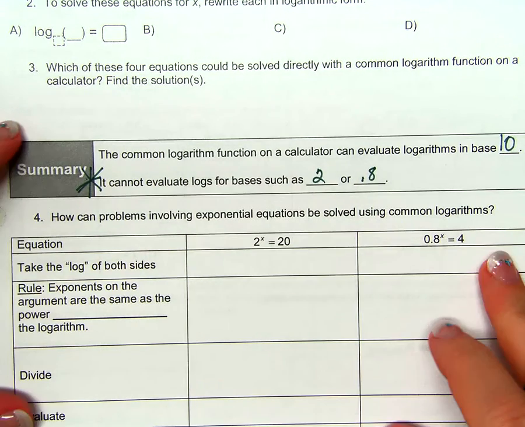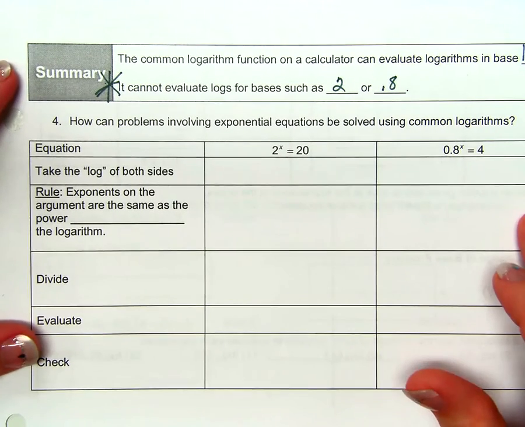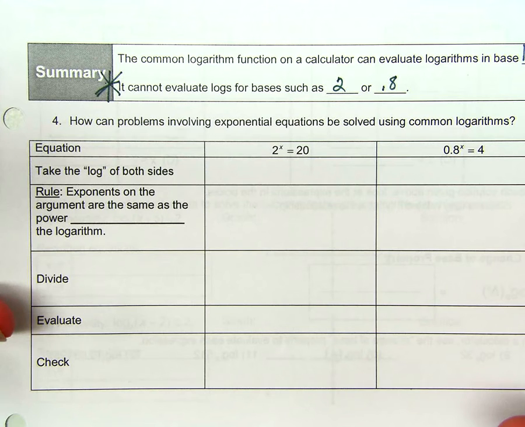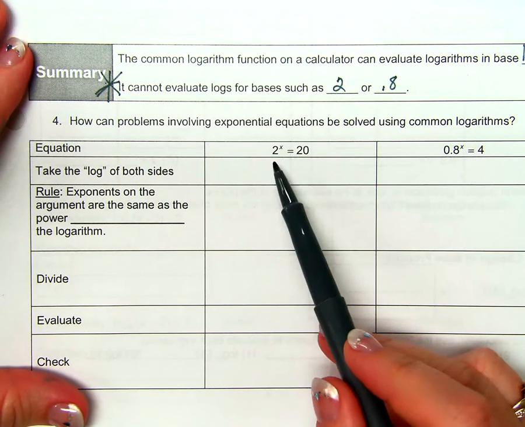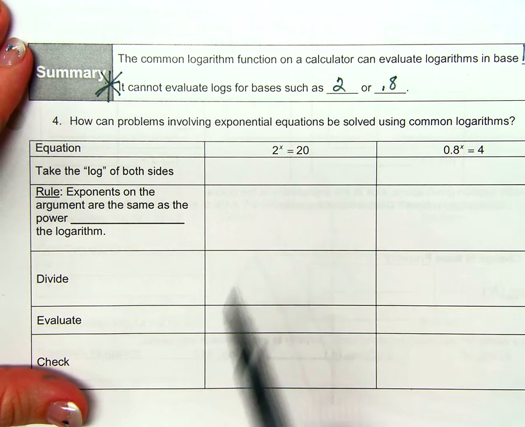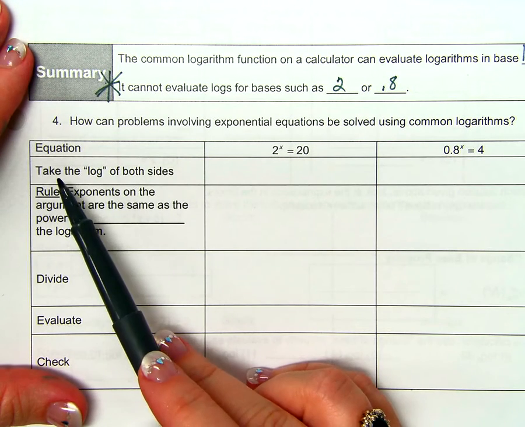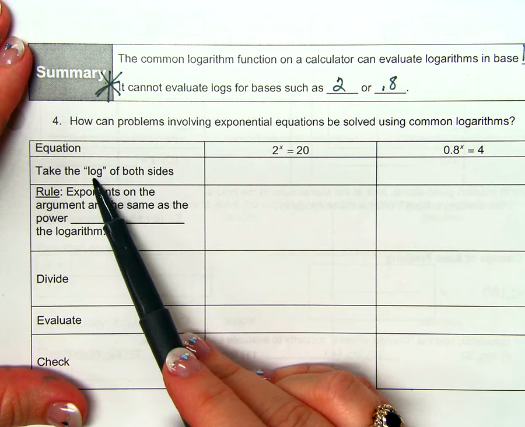So let me show you how we're going to do this stuff. I'm going to show you how to do it the long way, and I'm going to show you the shortcut. Fair enough? So let's start here. 2 to the x power equals 20. So first thing I want you to do is to take the log of both sides.